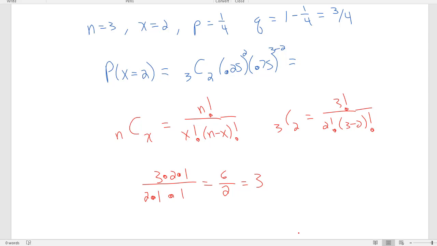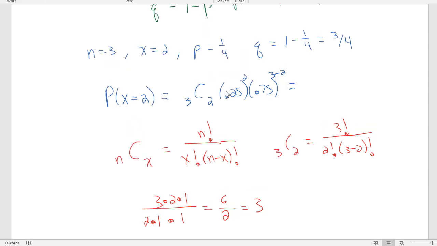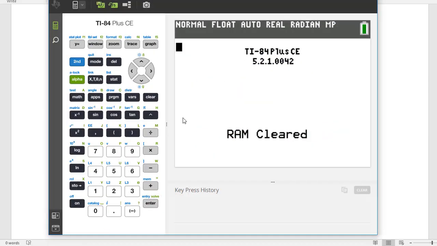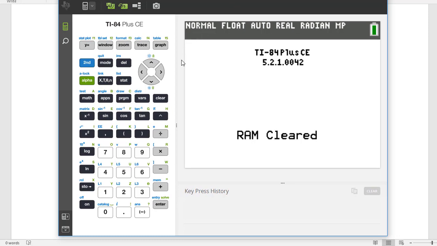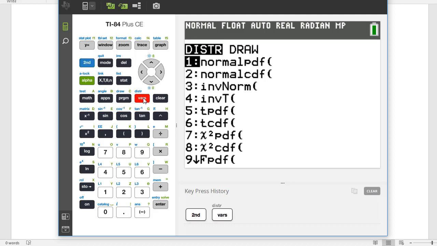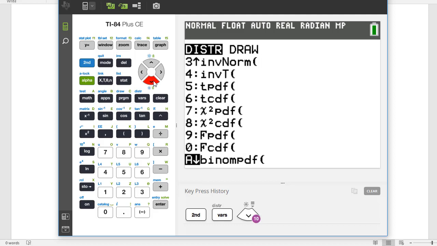All right, now let's talk about if we were using technology to do something like this. So let's suppose that we're using a Texas Instruments TI calculator. I'm going to pull up a TI calculator here, and on it I want to find the binomial distribution. You will notice above the vars key, I have distribution in blue. So I'm going to do second vars and go to the distributions. I can see a whole list of distributions here, and if I scroll down, we're going to find the binomial distribution right here.